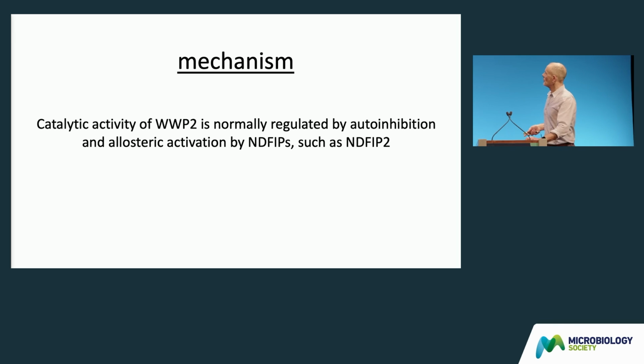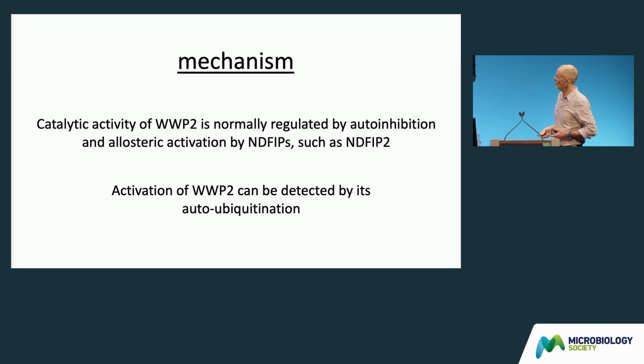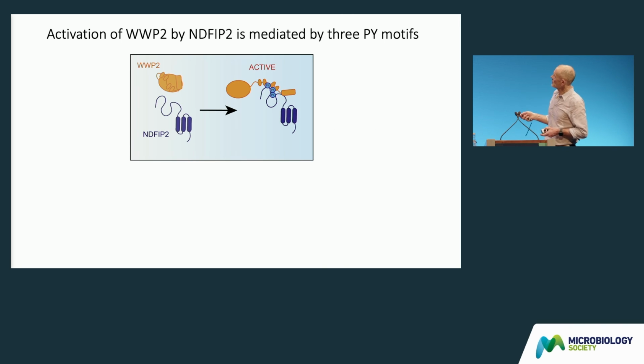Okay. So the catalytic activity of WWP2 is normally very tightly regulated by autoinhibition. So it's normally folded upon itself and inactive. And it needs to be activated by these NDFIPs. And a good example of this in the host cell is NDFIP2. And this allosterically activates WWP2. And once the protein is opened up, it can begin to function. And conveniently for us, the activation of the E3 ligase can be detected in an assay by the fact that it becomes auto-ubiquitinated. So that's shown here.